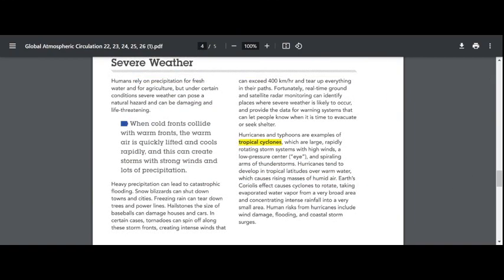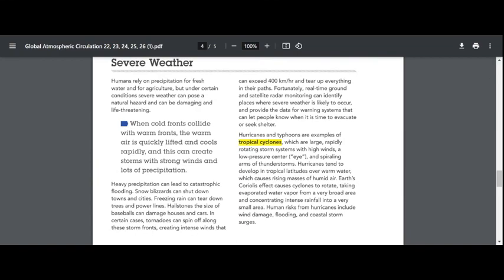All right, so now let's talk about severe weather. Humans rely on precipitation for fresh water and for agriculture. But under certain conditions, severe weather can pose a natural hazard and can be damaging and life-threatening. When cold fronts collide with warm fronts, the warm air is quickly lifted and cools rapidly, and this can create storms with strong winds and lots of precipitation.